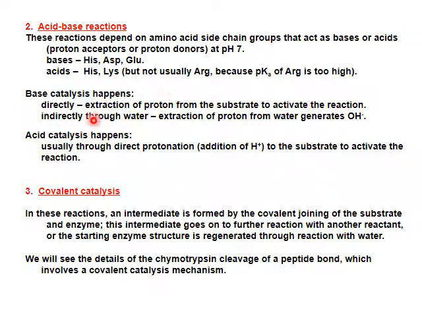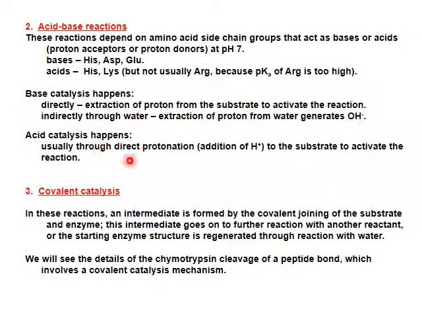So if we have base catalysis, what's happening there? There's an extraction of a proton from the substrate to activate the reaction. In other words, a base in the enzyme active site is pulling a proton off the substrate, and now it's creating a conjugate base form of that substrate that's important for the enzymatic reaction. Okay. Water can also be mediated in this process if it's involved, and it would generate a hydroxide ion, which could be in the mechanism as well. So again, water could play a role.